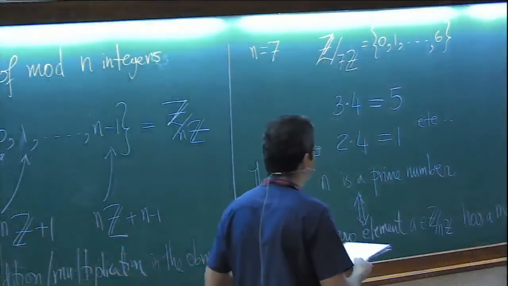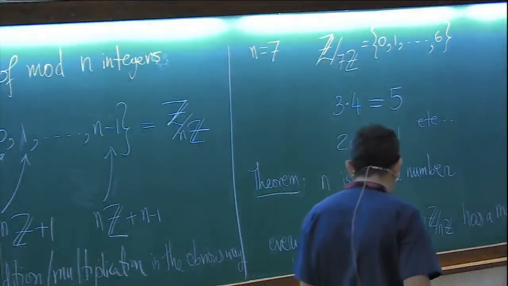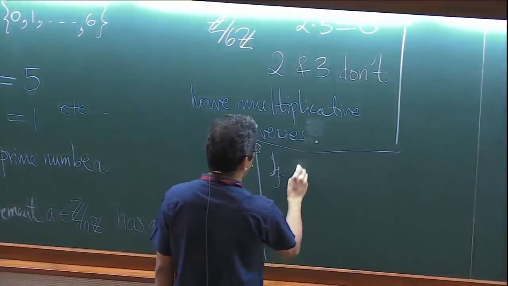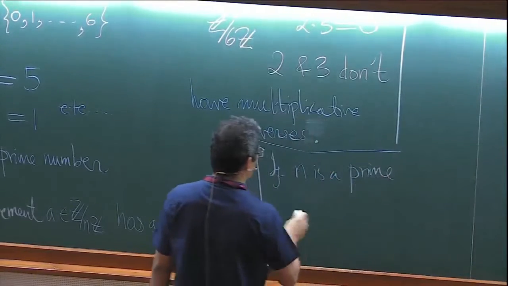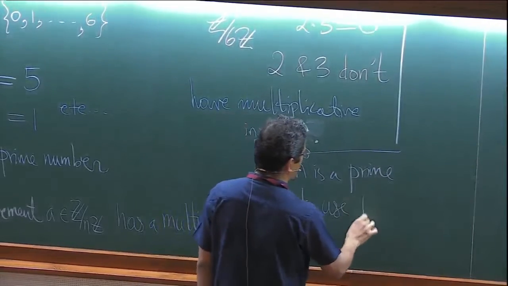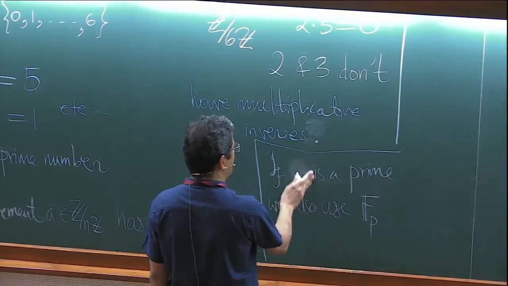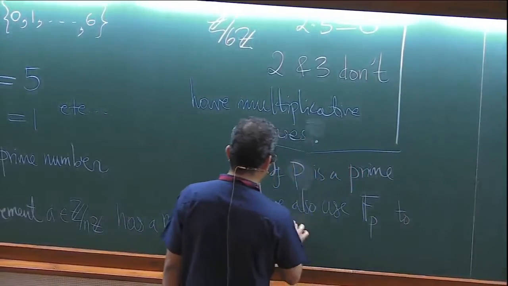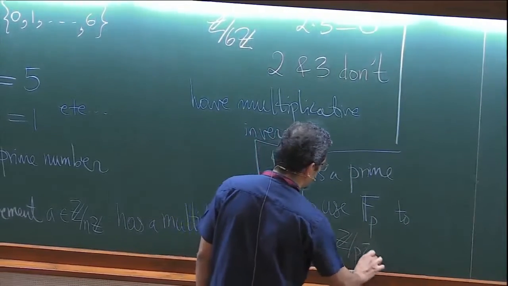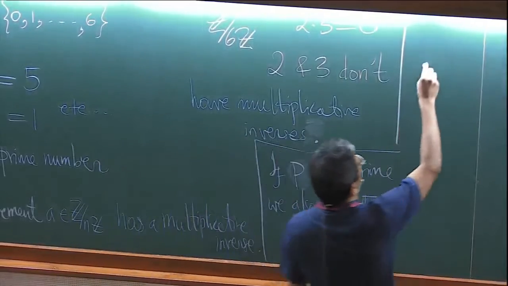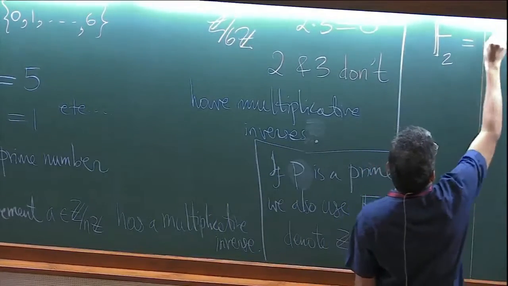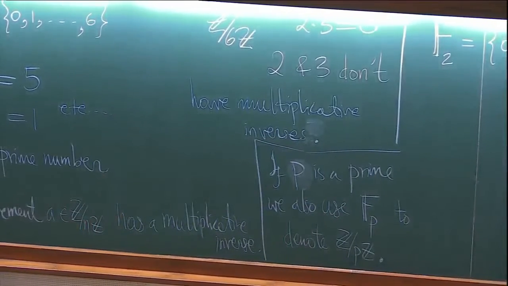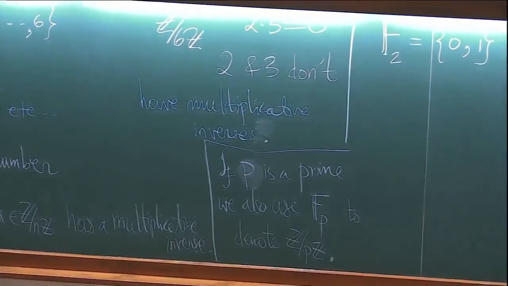And abstractly, we say that this Z mod nZ, if n is a prime, is a field. So before that, let me just say that from now on, if n is a prime, we also use F_p. Psychologically, it's better to use the symbol p instead of n. So if p is a prime number, we also use F_p to denote Z mod pZ. So for example, F_2 in particular might be something which you may have seen, especially if you're doing some computer science courses, because it consists of exactly two symbols, 0 and 1. 1 plus 1 is 0, and 0 plus 0 is 0 anyway. 0 times 1 is 0. So this is just a set of two symbols. This is the binary field.